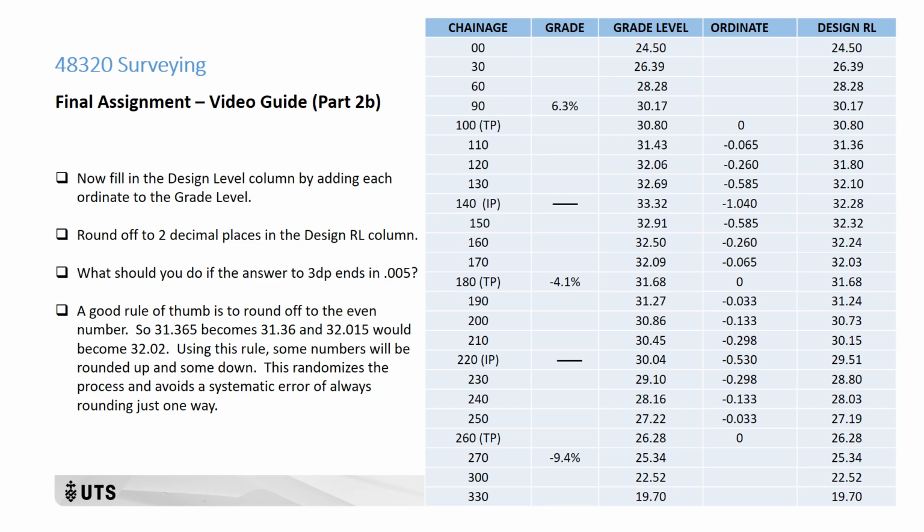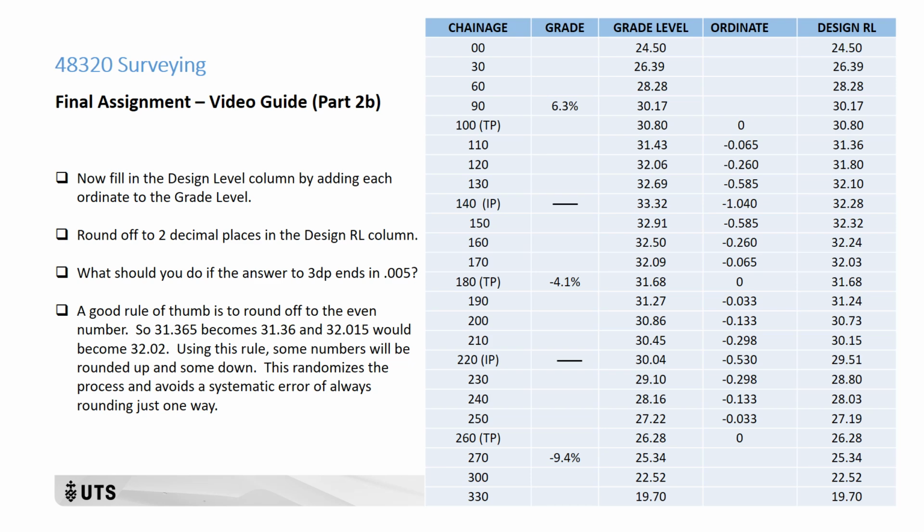So now you add the ordinate to the grade level and fill in the design level. Where there's no vertical curve, the grade level is the design level, so fill that in. Round off the design level to 2 decimal places, which is fine for road construction. So the question becomes, what would you do if the answer to 3 decimal places ends exactly in 0.005?